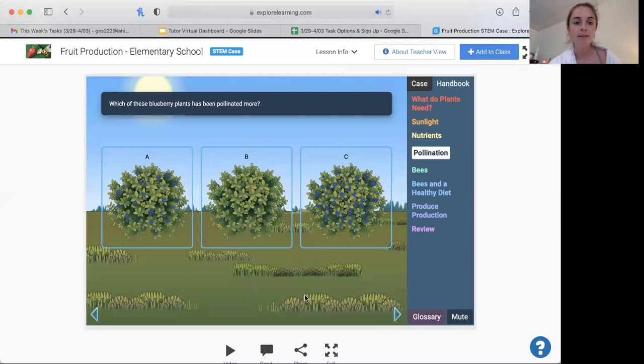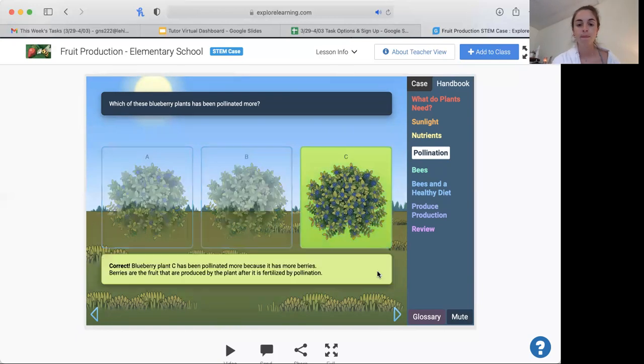So which of these plants has been pollinated the most? C. Blueberry plant C has been pollinated more because it has more berries, and berries are the fruit that are produced by the plant after it is fertilized by pollination.